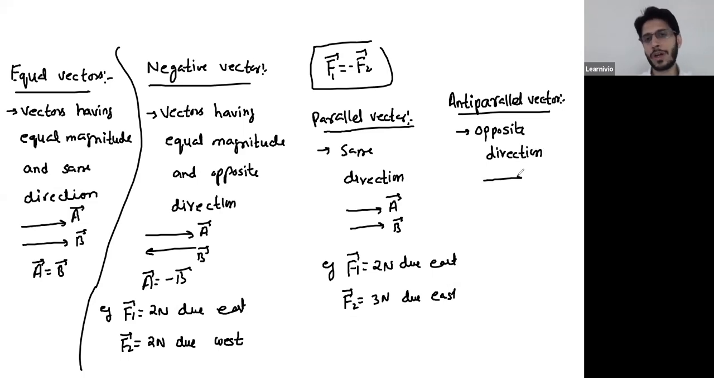So if you have a vector A which is acting to the right hand side, then the anti-parallel vector will act in left hand side direction. They just act in opposite directions.